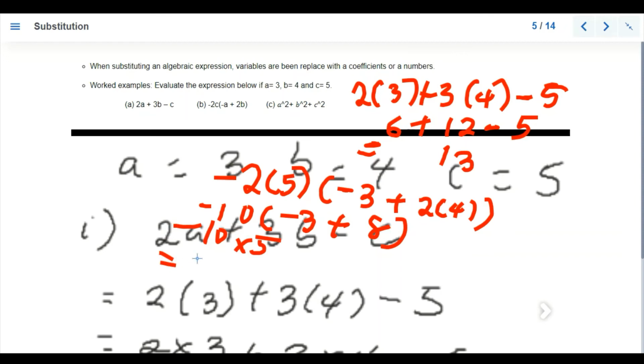What is minus 10 multiplied by 5? That is minus 50. So we have minus 50.